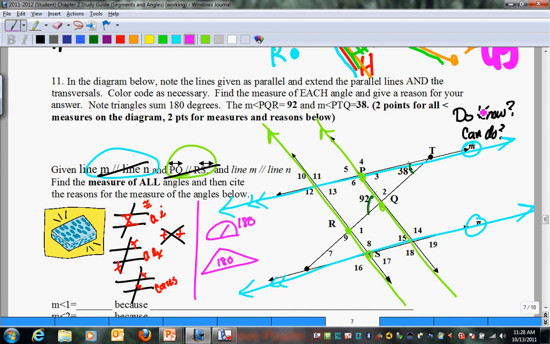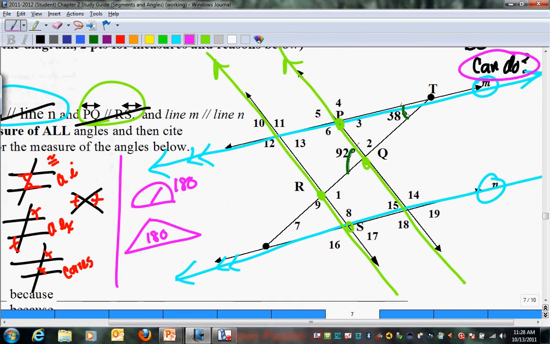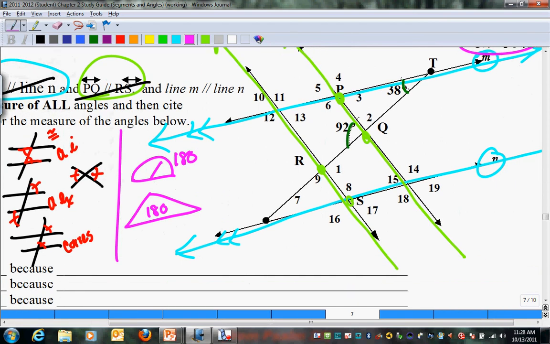Okay. So now we have everything that we do know. Now we're going to work on what we can do. Make this really big. All right. So look up here. What angle can you now find? Anything. That's 92. What can you find?